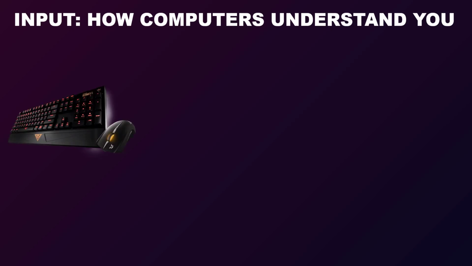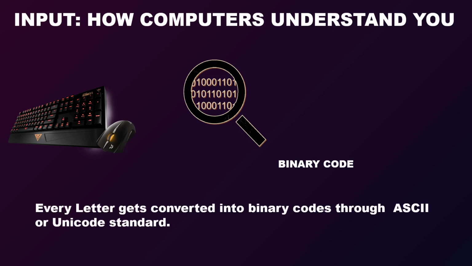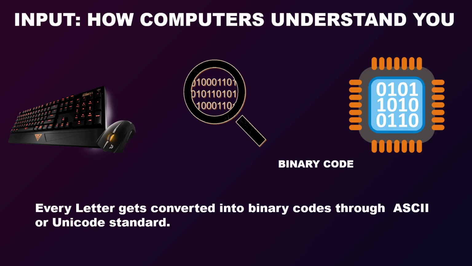Input: how computers understand you. When you press a key, move your mouse or speak into a mic, you are giving input. But computers don't understand your language or symbols. They only understand binary code, which is in the form of zeros and ones. Each letter or action you make gets converted into binary code through something called the ASCII or Unicode standard. For example, the letter A becomes 01000001, a pattern of 8 bits. Your mouse movement or touch gesture also becomes streams of ones and zeros. In real life, it's like translating English into Morse code before sending it over a wire.